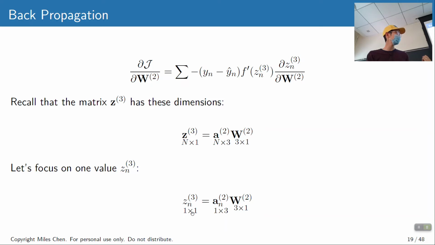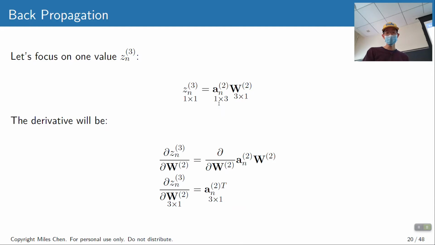So for this one observation, the derivative with respect to W2 is going to be what? W2 is a 3 by 1 matrix. So the derivative with respect to a column vector will be a column matrix itself. It's going to be A2 transpose, right? It's going to be this nth row of A2 transpose. So the derivative of this with respect to W2 will be A2 transpose, but just for that one row, just for that one. Is that okay?